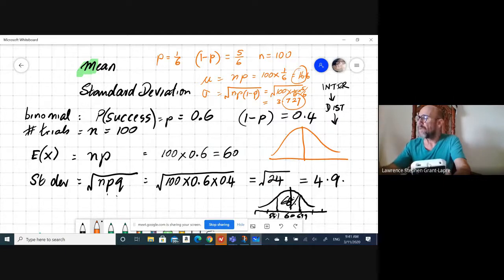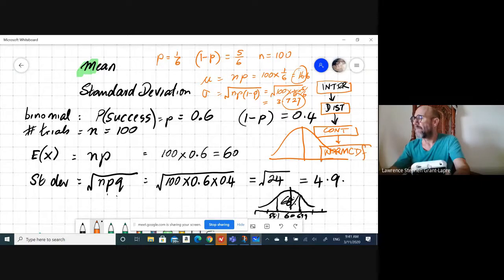In your calculator, you've got to put these numbers in. So you go to interactive, distribution, continuous, norm, StDev, and you put in... come on, it's not doing it. Interactive, distribution, continuous, norm, StDev.